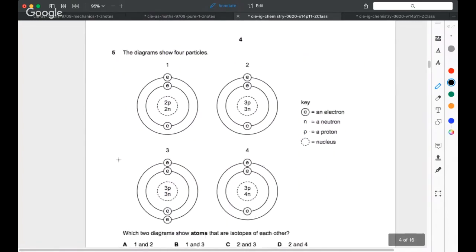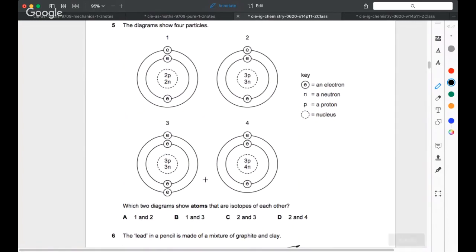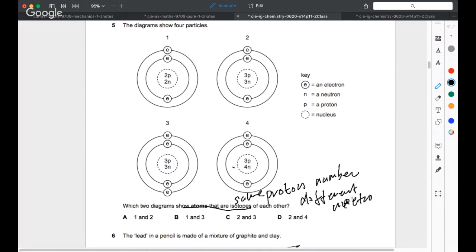So let's go to question 5. So question 5, which two items are isotopes? So for isotopes, they have the same proton number, but different neutron number. So which two have the same proton number, different neutron numbers? That would be 2 and 4. So the correct answer is B.